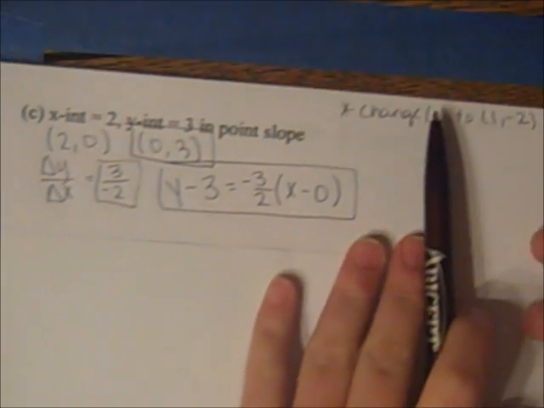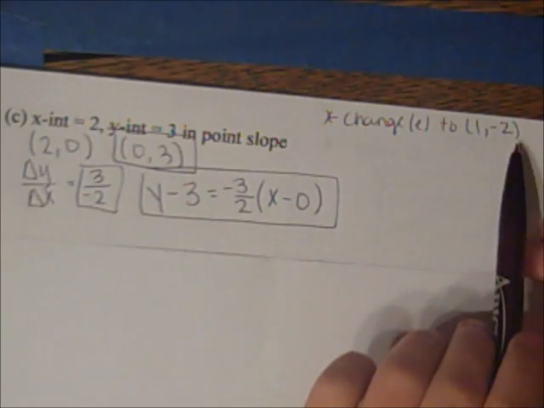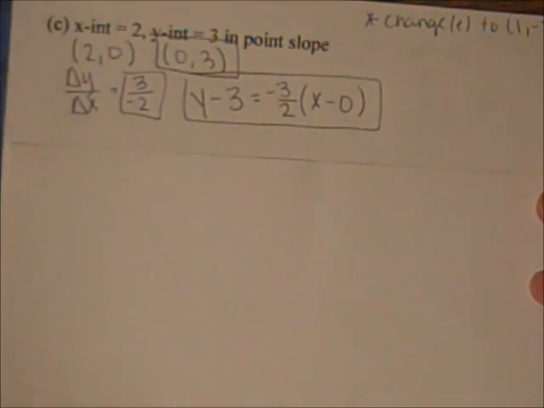Okay, I'm going to let you try C and D. On E, there is a coordinate that's 1, +2. I want you to change that to 1, -2. Before you do E, change that coordinate.